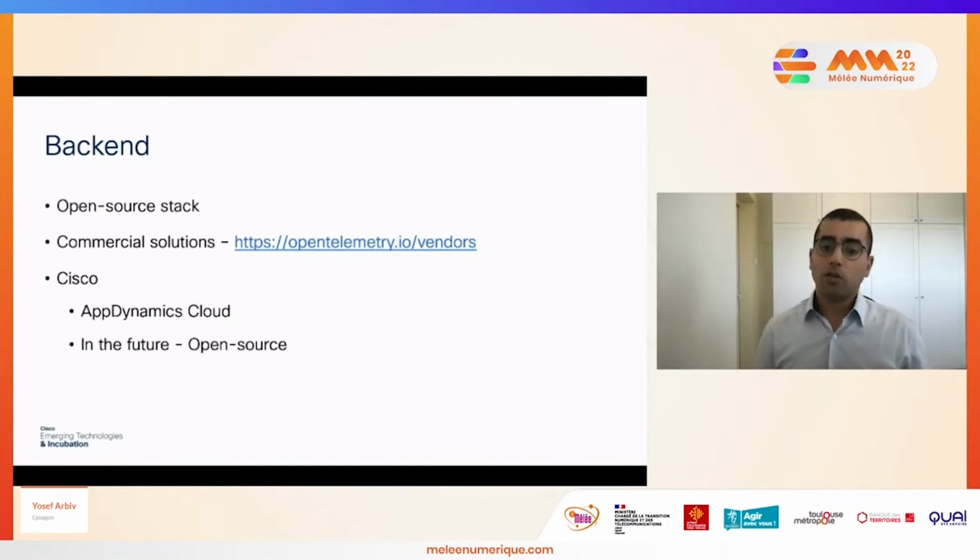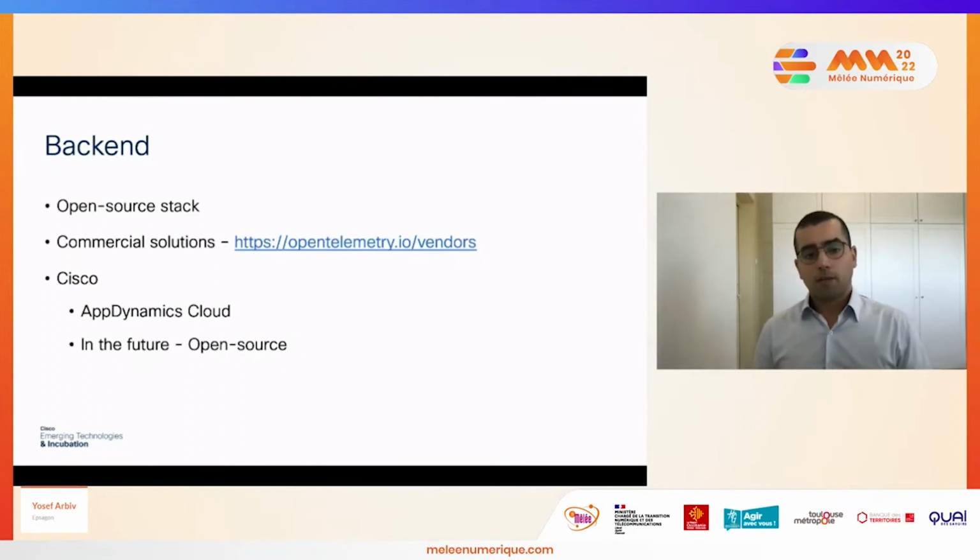The first solution that we can use is the open source stack. There are many open source projects that are being developed for this purpose. So for example, we have Jaeger for traces, we have Prometheus and Grafana for metrics, and so on. So if you want, you can build up your own open source stack and you can run it on your own resources.